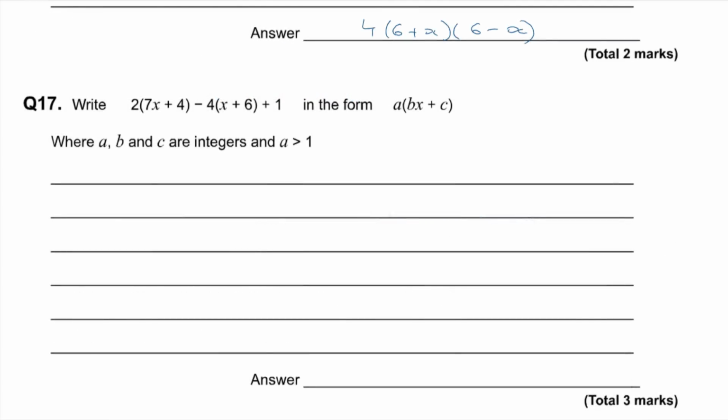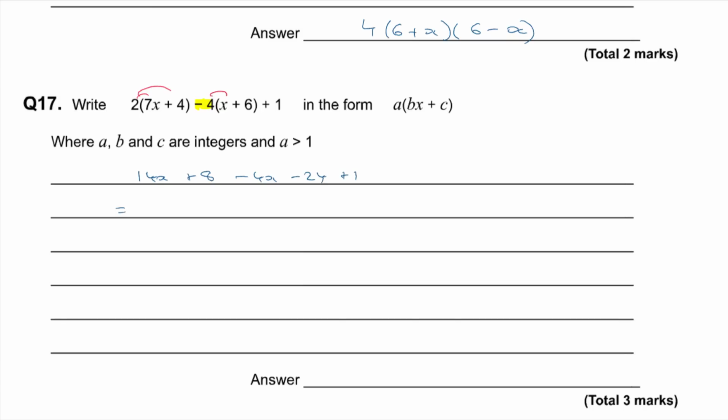Okay. Question 17, write 2 lots of 7x plus 4 minus 4 lots of x plus 6 plus 1 in the form a lots of bx plus c. Okay. So here I need to kind of multiply everything out, get rid of the brackets, and then put brackets back in again. Make your mind up. Right, let's do it then. So 2 lots of 7x and 2 lots of 4, that's 14x plus 8. Multiplying out the second bracket, just take care because that's minus 4. So minus 4 times x is minus 4x, and minus 4 times 6, that's minus 24. And then I've got plus 1 on the end.